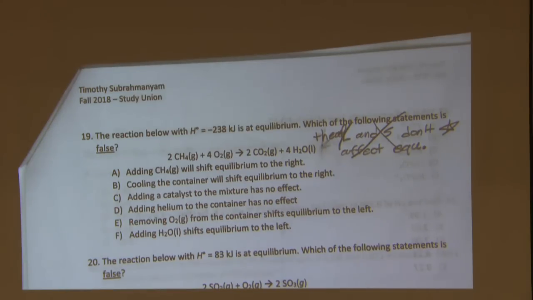And the other question says adding helium to the container has no effect. Is that true? It's true for two reasons. First of all, is helium even in the reaction? No. The other thing is this: helium is an inert gas. So anytime I have an inert or noble gas, they're not going to affect the equilibrium reaction.